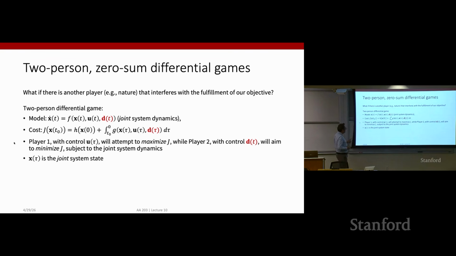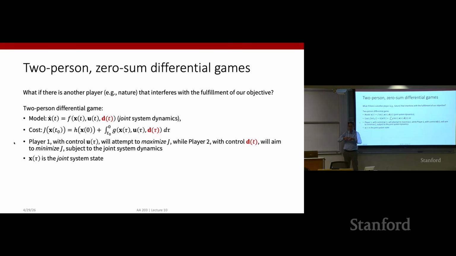Player one, who controls u of tau, is you. So you're controlling u to maximize J. Here is a little bit of a difference in objectives. Now J, even though it's written as J, plays the role of a reward. So you want to maximize J. You want to make J as large as possible. Think of it as your wealth. Player two, who controls d of t, will aim to minimize J, subject to the joint system dynamics.